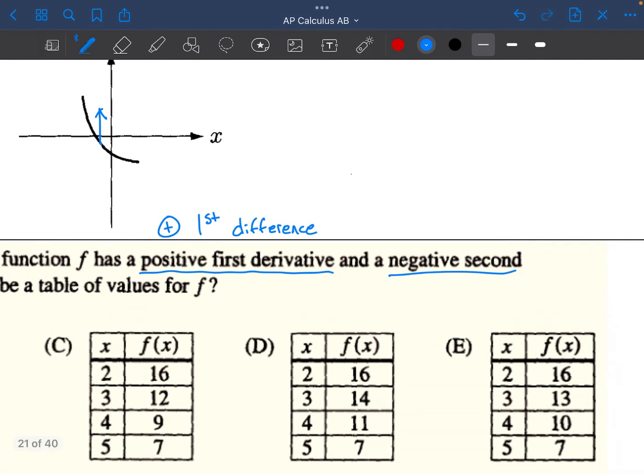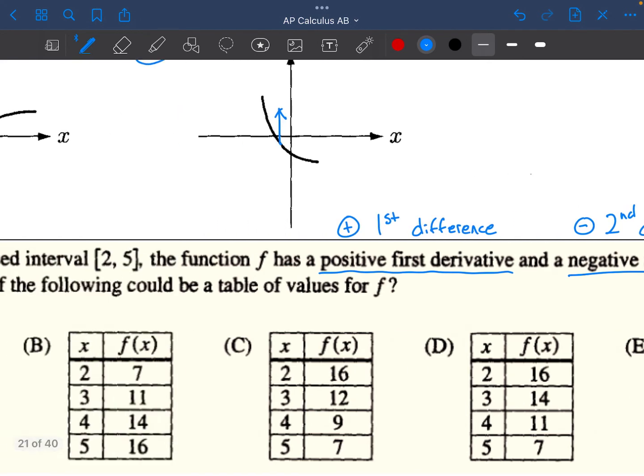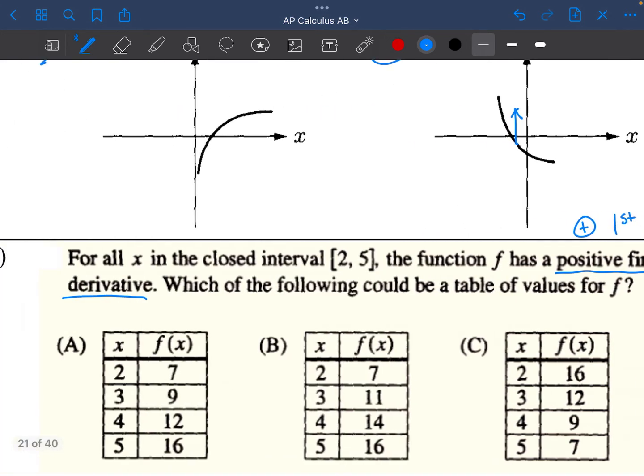And a negative second derivative means we have a negative second difference. So let's go ahead and look at these tables. If I look at the first difference, I'm just going to label this as 1 for first difference. 9 minus 7 is 2. To get from 7 to 9, you have to add 2, or you can say 9 minus 7 is 2. 12 minus 9 is 3. 16 minus 12 is 4.